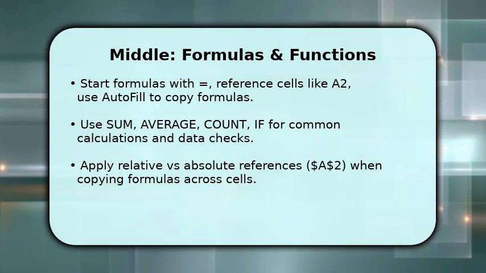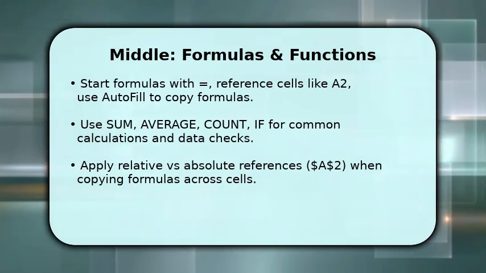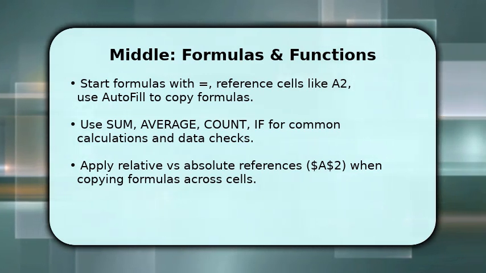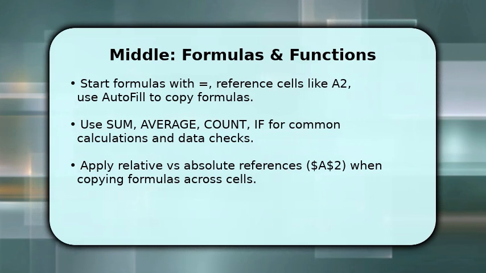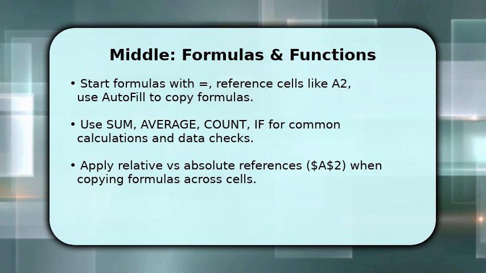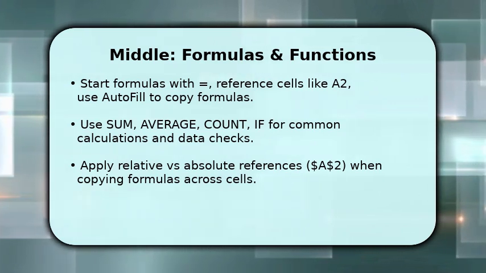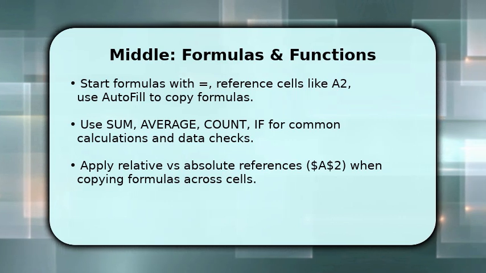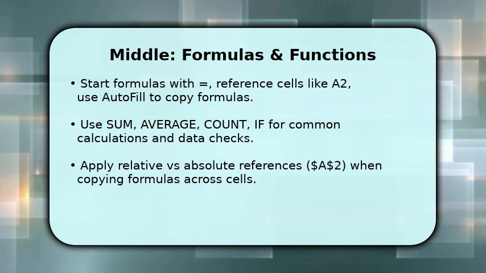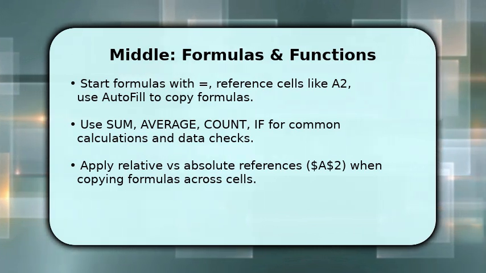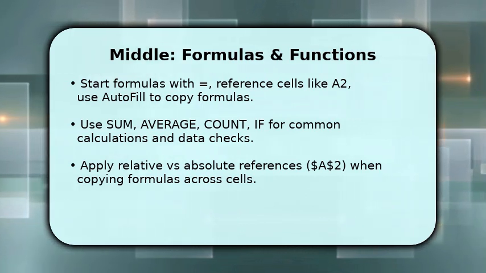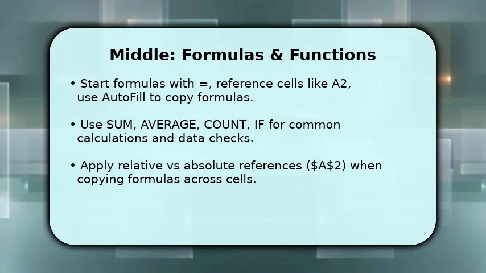Now you build calculations. Type equals, then click cells to craft formulas so Excel updates results automatically. Use SUM and average for totals and means, count for entries, and IF to branch logic. These cover most needs. Once done, drag the fill handle or double-click it to copy formulas downward. Remember, relative references change, while dollar locks a cell to keep constants fixed. Also use named ranges for clarity, so formulas remain understandable as the sheet grows.